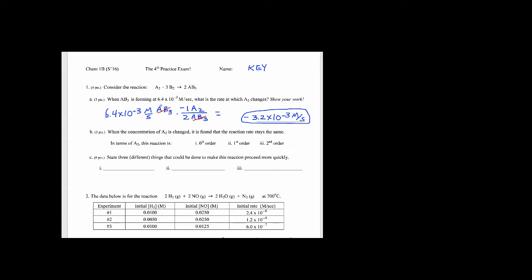If the concentration of A2 is changed and that doesn't change the reaction rate, that of course means that we have a 0th order reaction in terms of A2. If it was first order, changing the concentration, the reaction rate would change in the same manner. And if we change the concentration of A2 and the reaction rate changed in a squared manner, that would be second order. What we can do to make this reaction proceed more quickly is we could increase the temperature.